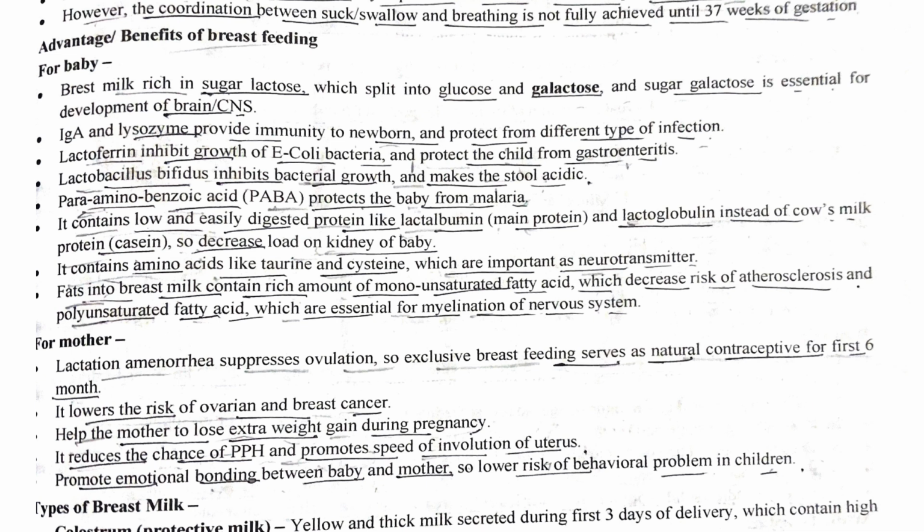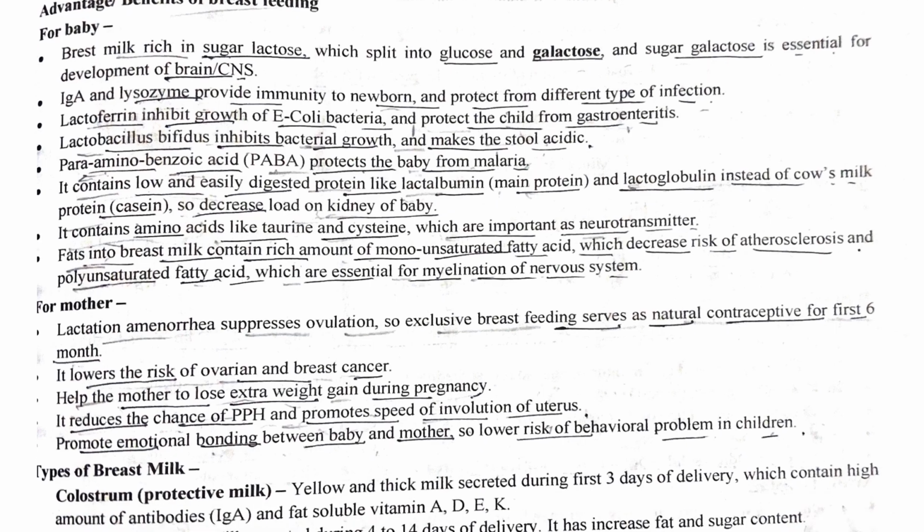Lactoferrin inhibits growth of E. coli bacteria and protects the child from gastroenteritis. Lactobacillus bifidus inhibits bacterial growth and makes the stool acidic. Para-aminobenzoic acid protects the baby from malaria. It contains low and easily digested proteins like lactalbumin, the main protein, and lactoglobulin, instead of cow's milk protein casein, so it decreases the load on the kidneys of the baby.